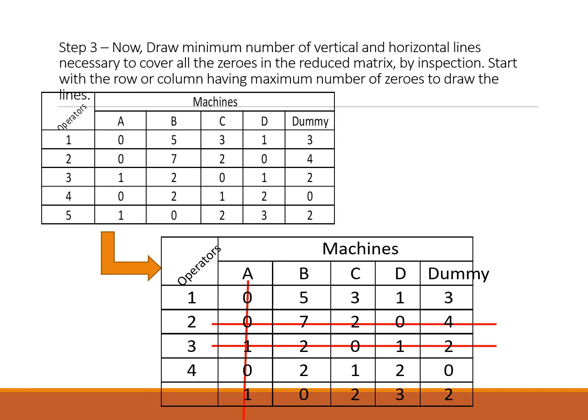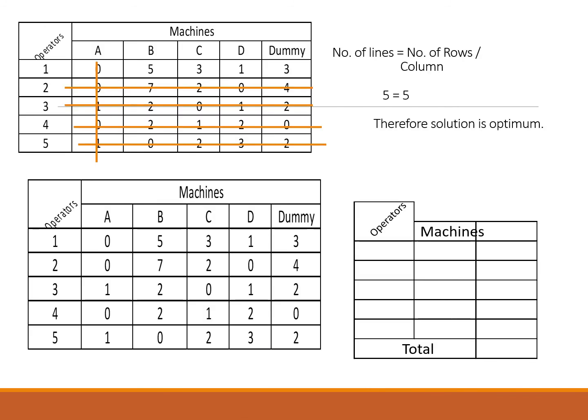Then next, row 4 has a single zero, again draw a horizontal line which covers that particular zero. Then row 5, operator 5 has a single zero, so draw a horizontal line which covers that particular zero. So here the number of lines is equal to the number of rows and columns. The number of lines is 5, equal to 5. Therefore our solution is optimum.